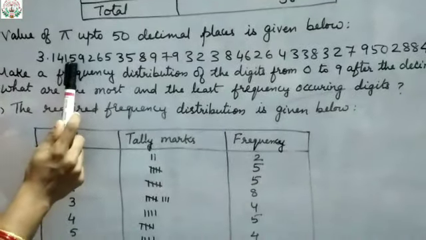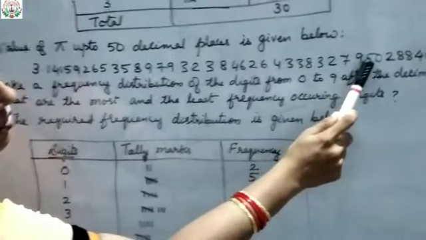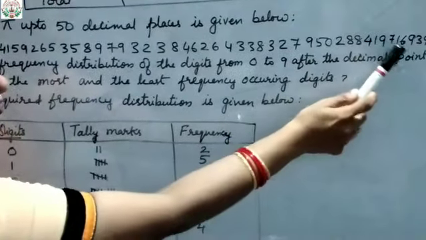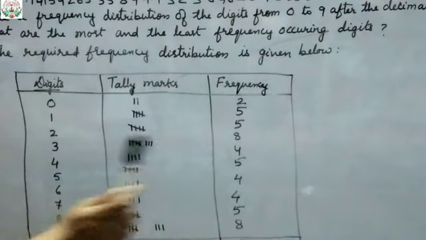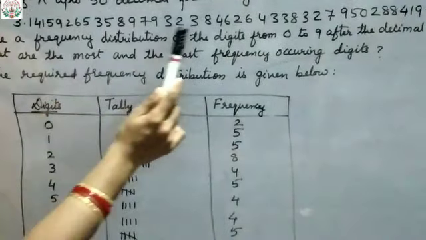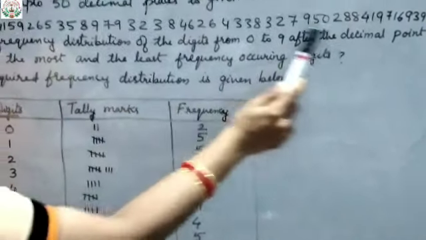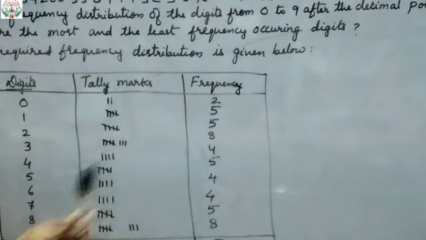So here how many times 5? 1, 2, 3, then 4, then 5. So again 5 is also 5 times. Okay. Then after that 6 comes. 6 we see 1, 2, 3, 4. Only 4 times. So here also 6 is 4 times.